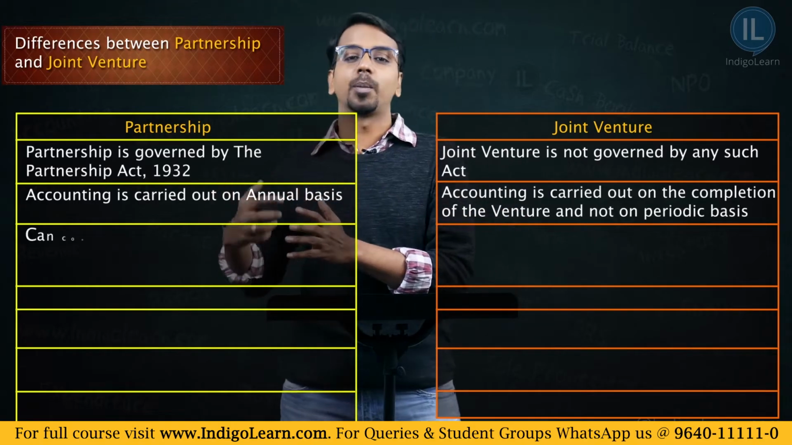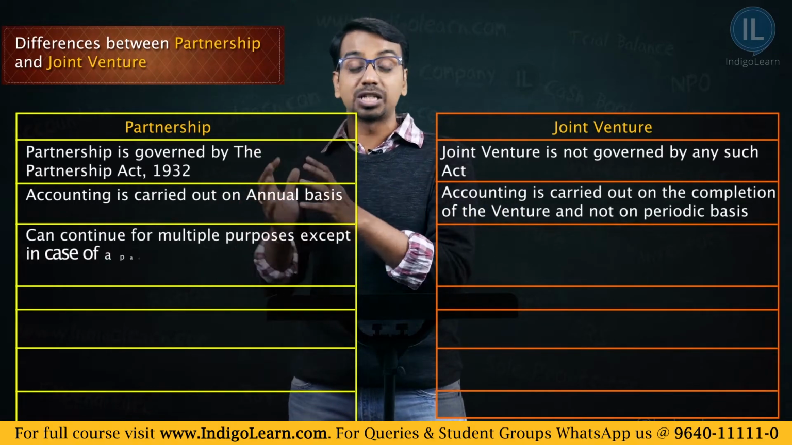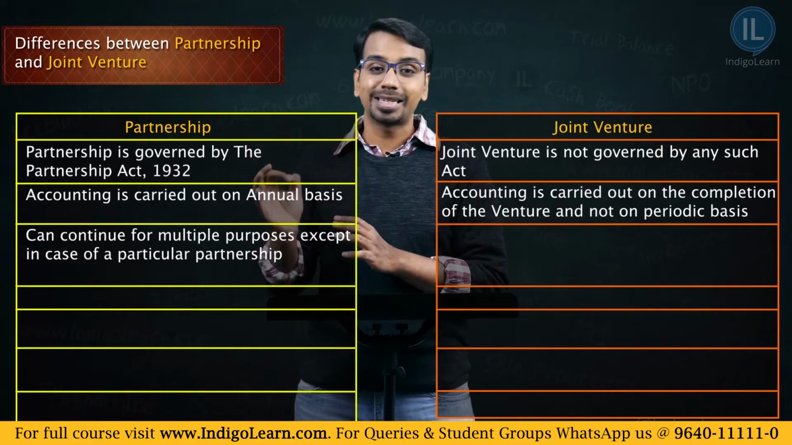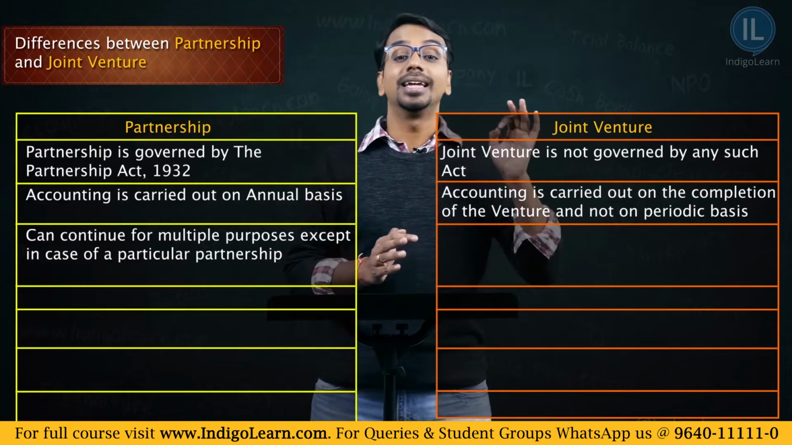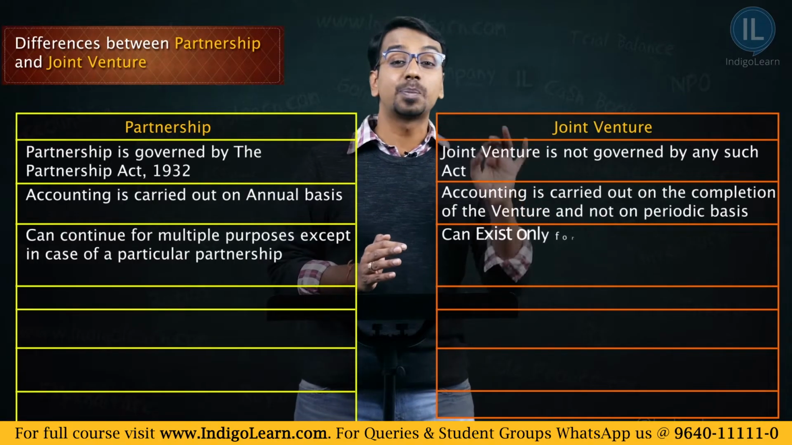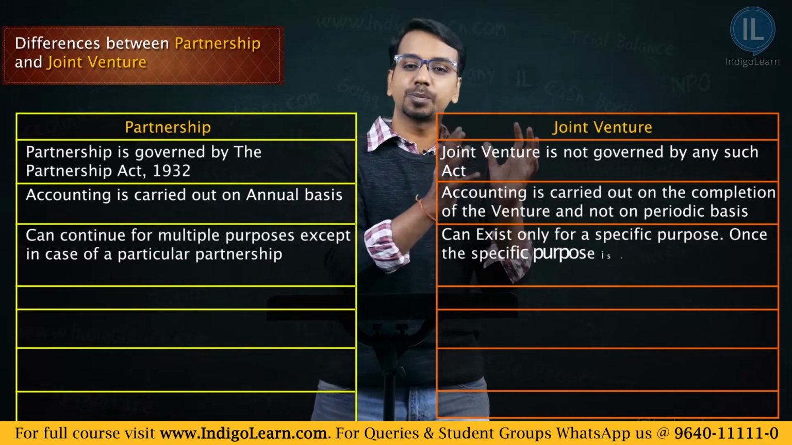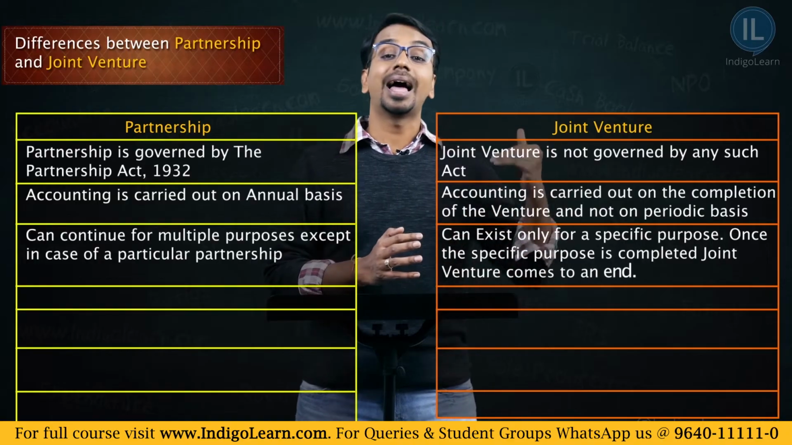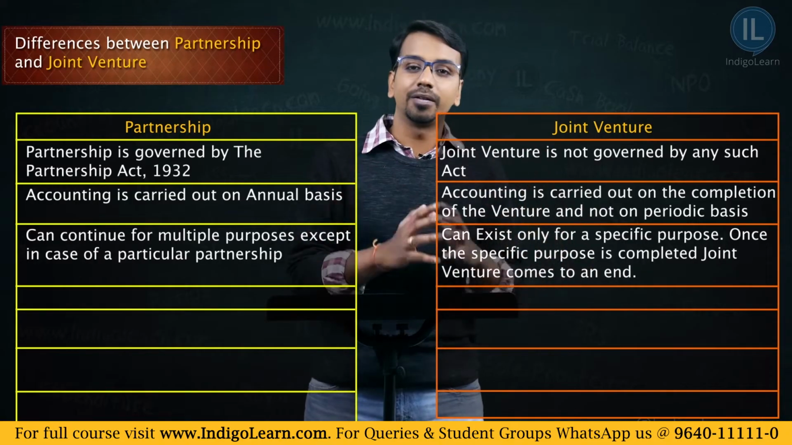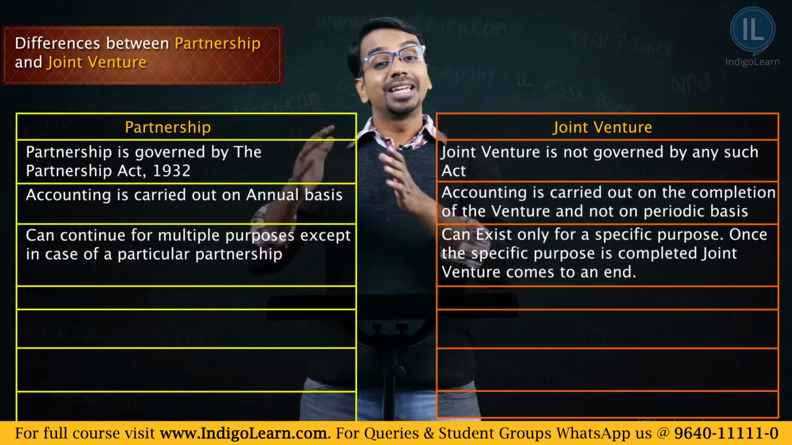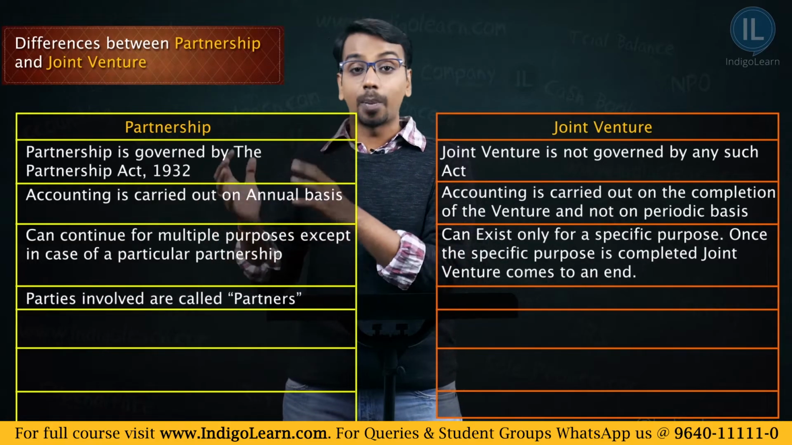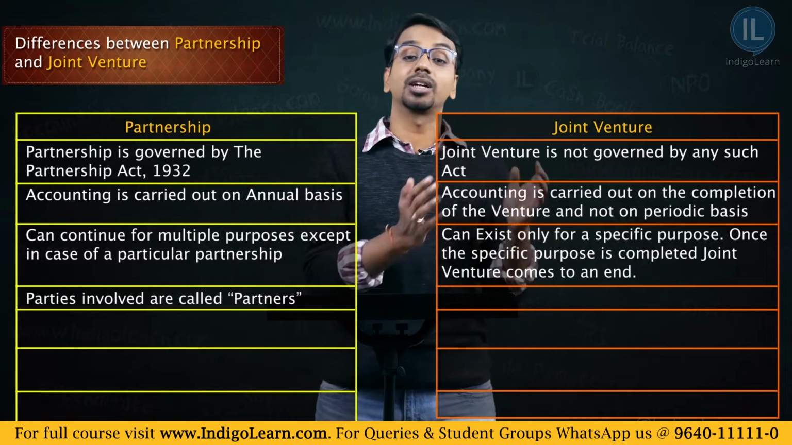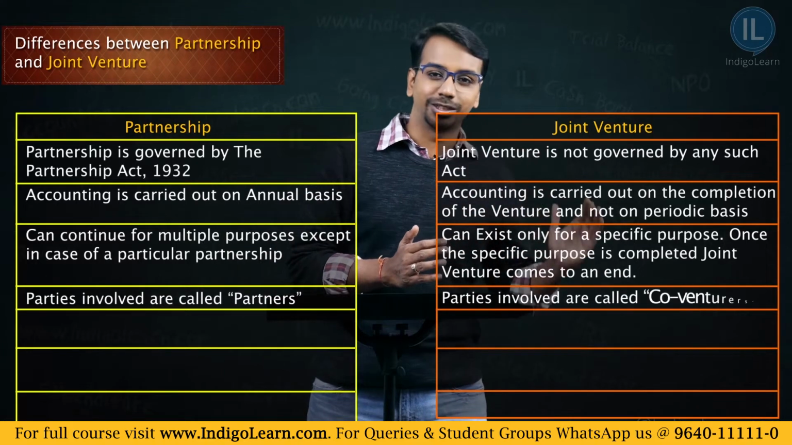A partnership can continue for multiple purposes. It does not exist for a specific purpose, except for a particular partnership, but a joint venture exists only for a specific purpose. Once the specific purpose is achieved, once the activity is completed, the joint venture comes to an end. In case of a partnership, the parties involved in the business are called partners. In case of a joint venture, they are called co-venturers.